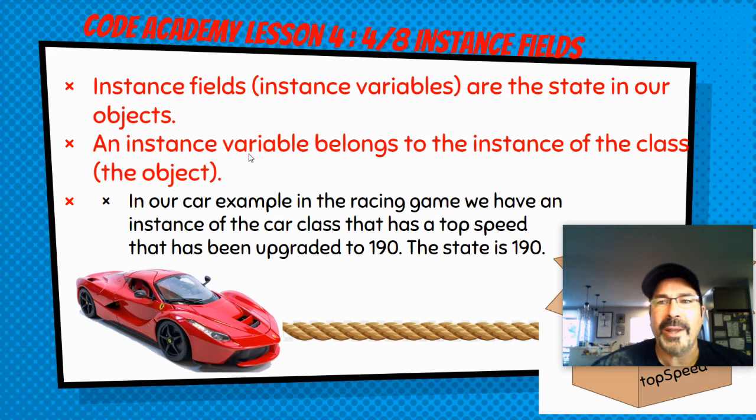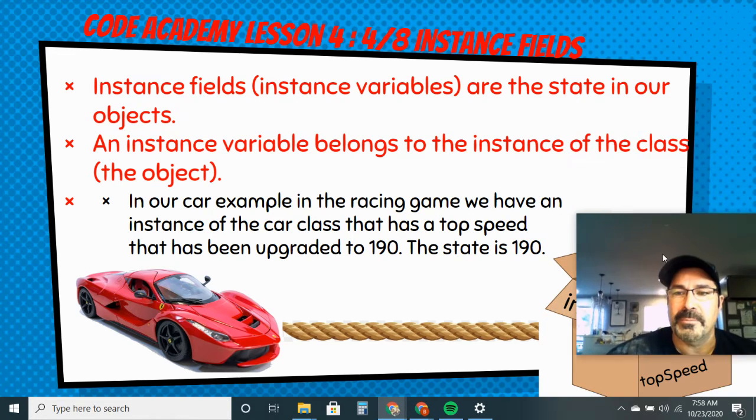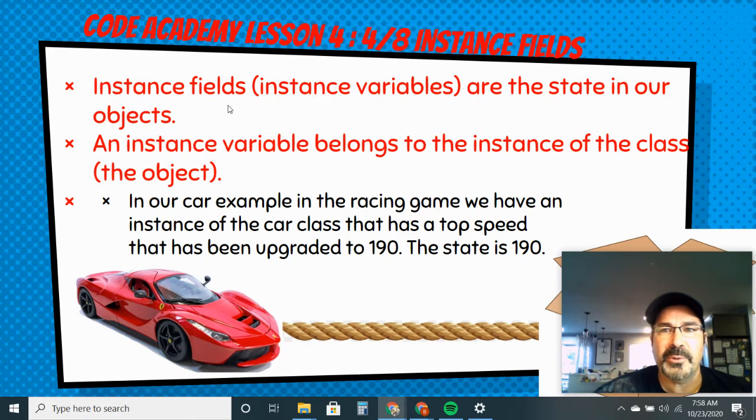All right, so now write this down in your notes. An instance field is also known as an instance variable, and that there are the state in our objects. Write that down, and if you don't know what that means, I'll explain it in a little bit. We've already talked about it, but it may be a little challenging. Write this down in your notes. It's in red. An instance variable belongs to the instance of the class.